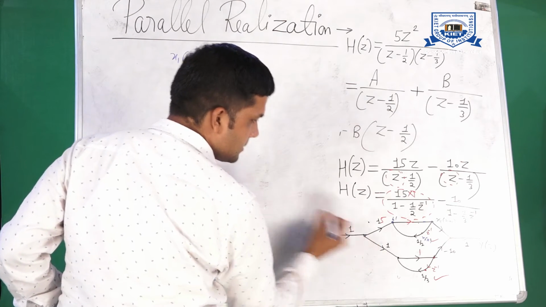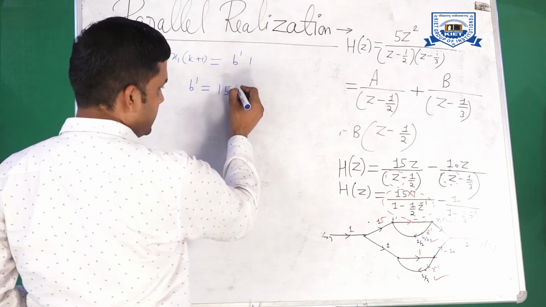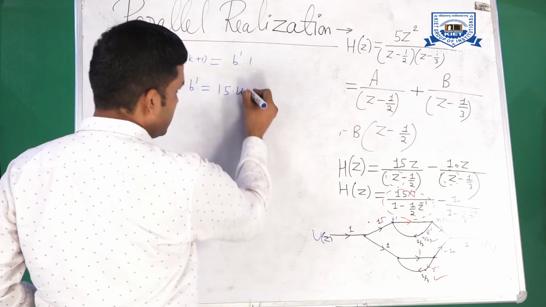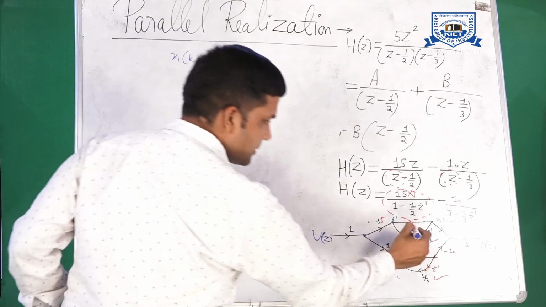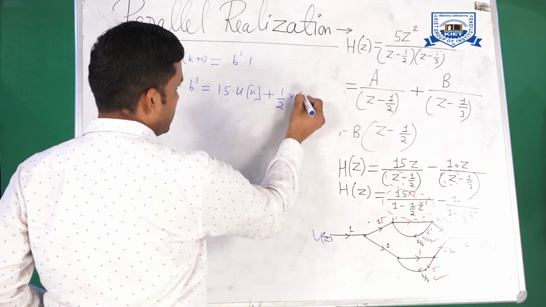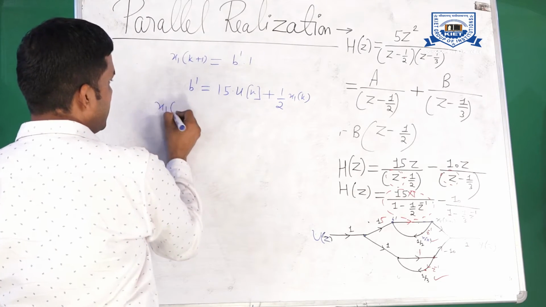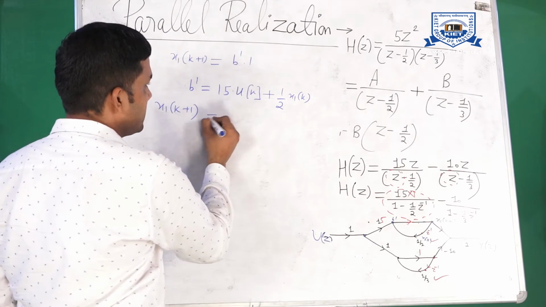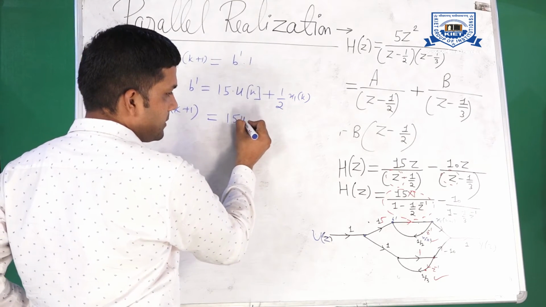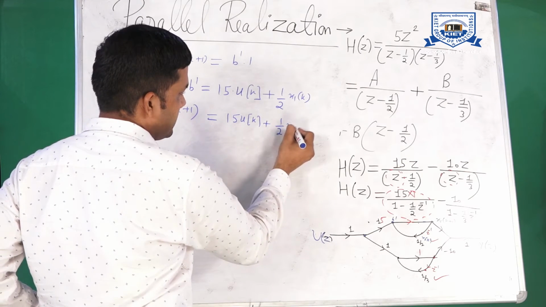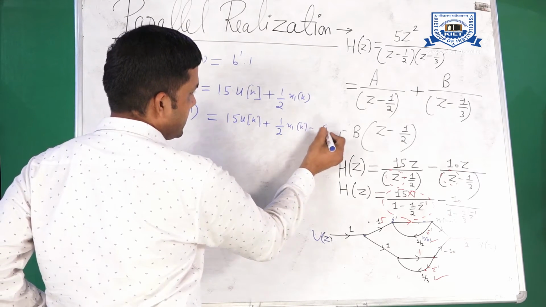into u(k), because this is u(k), plus 1 by 2 x1(k). So x1(k+1) becomes 15 u(k) plus 1 by 2 x1(k), equation number 1.